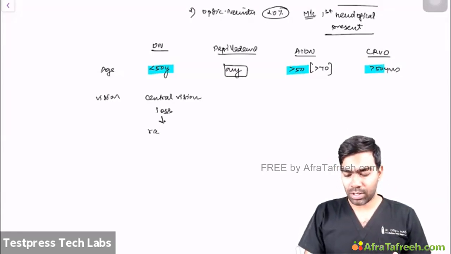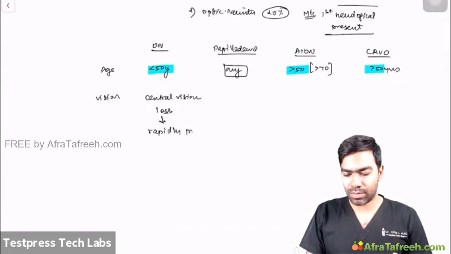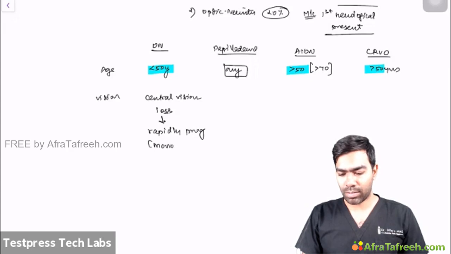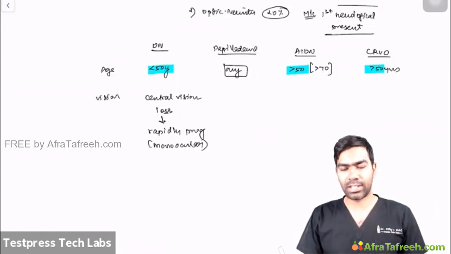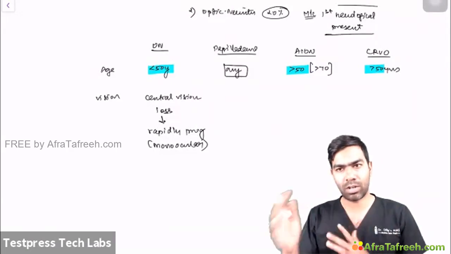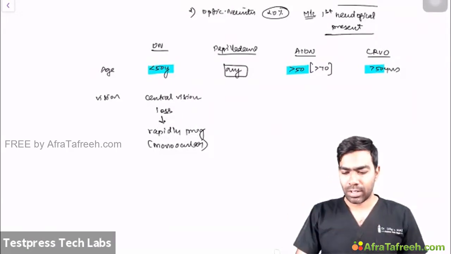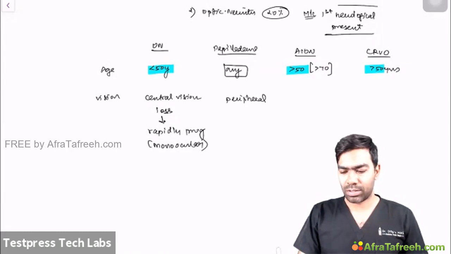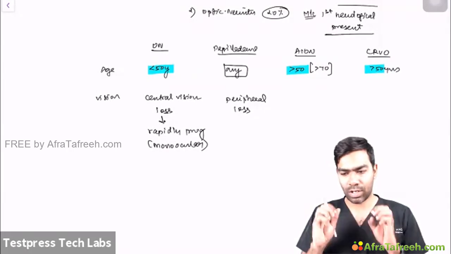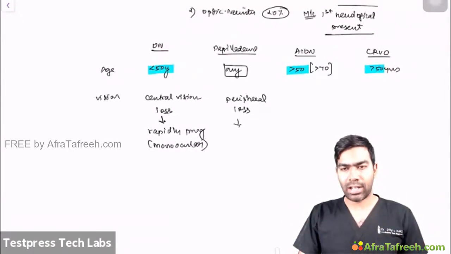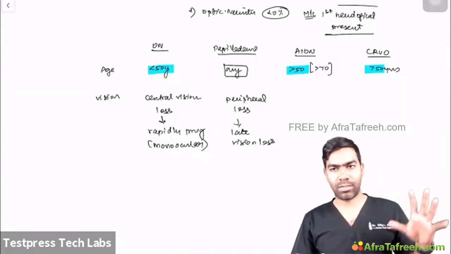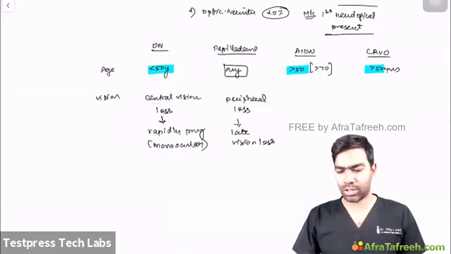Most often this loss will be rapidly progressive, and most often monocular, which means it will be asymmetric in nature. It can be bilateral, but very commonly it will be asymmetric. On one side, it will be more severe. Most often in papilledema, you will have a peripheral vision loss, compared to the central vision loss. That's why it's called enlargement of the blind spot. They will have only late vision loss, because it's a peripheral loss and the central vision takes a lot of time to get damaged.